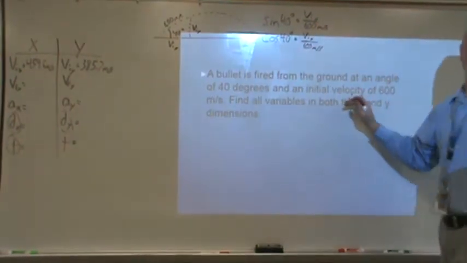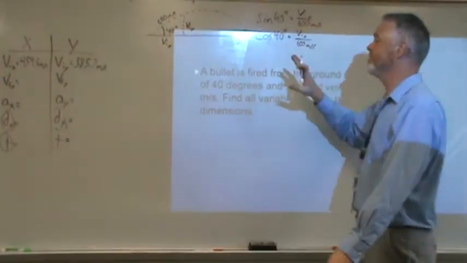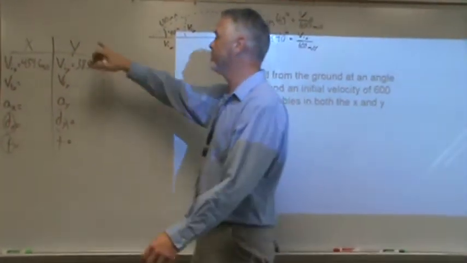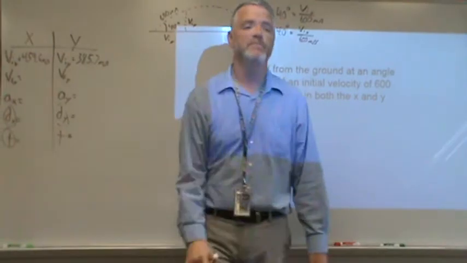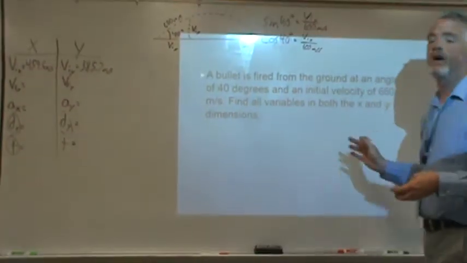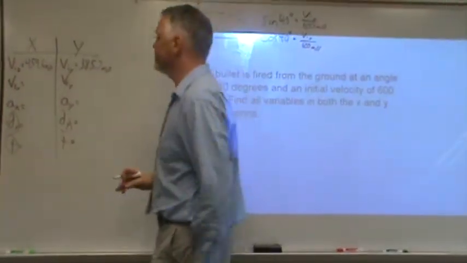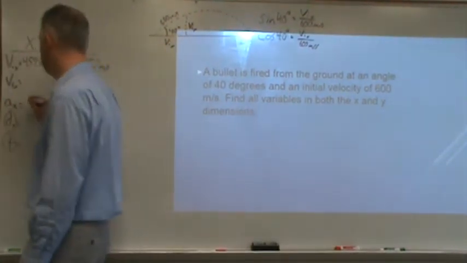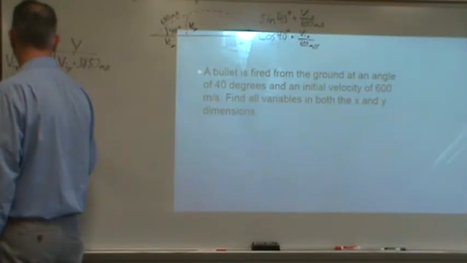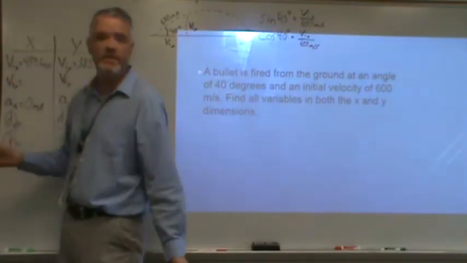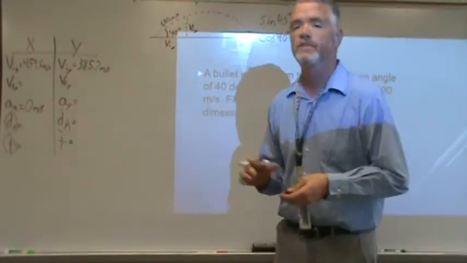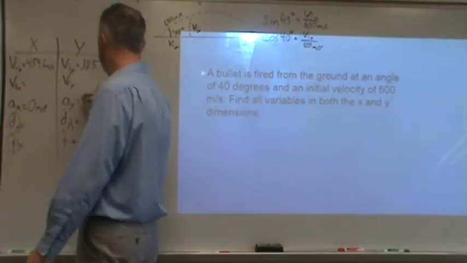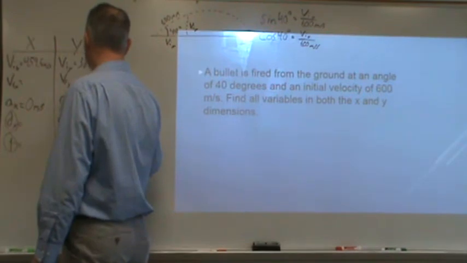This one, I don't have to find my maximum height. I'm just looking for all of my variables in the x and y dimensions. So I'm looking to fill up this side of the table, fill up this side of the table. Not a problem at all. First of all, acceleration in the x direction. What is it going to be without any air resistance? Zero. This is just an assumption we're making for these problems. There obviously is going to be air resistance, but for these problems, we're going to use zero air resistance. What about my acceleration in the y direction? Negative 9.8 meters per second squared.